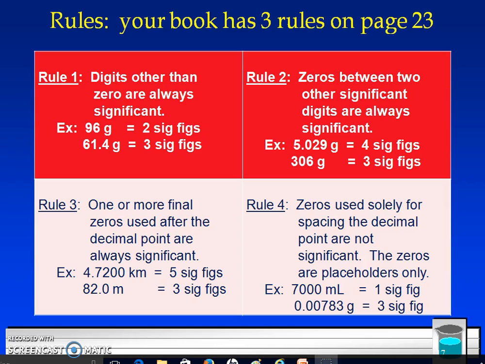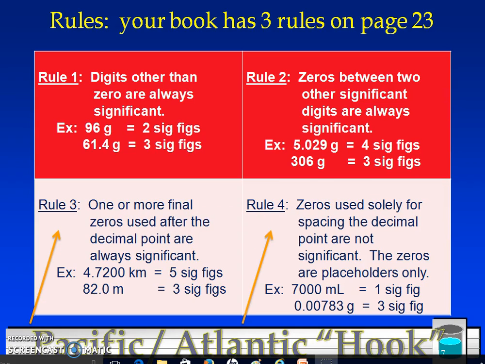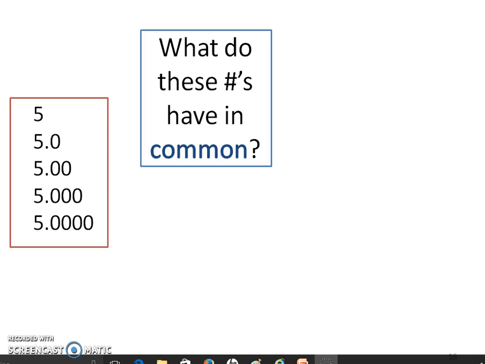Here again, you might want to pause the video, try to understand the information, fill in the blanks, and then play my words. Obviously, rule number 1 is the easiest. All non-zero numbers are significant. Rule number 2 is pretty easy too. If the zeros are in between non-zero numbers, those are also significant. And 3 and 4, I'm not going to go into great detail because those were the Pacific/Atlantic memory hook that we just talked about.